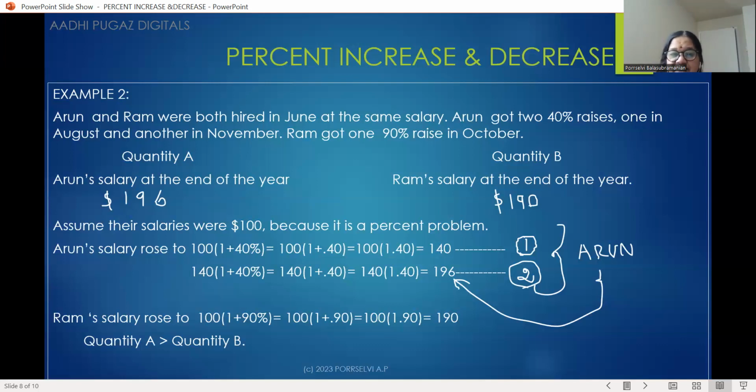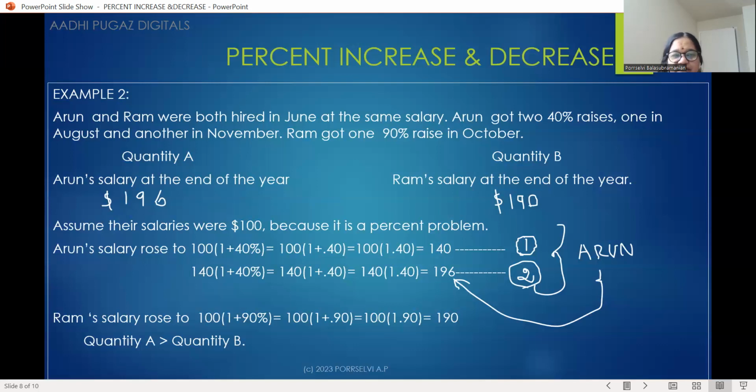In the previous slide, I told you for another case, a 40% discount and a 20% discount is not the same as a one-time 60%. Like that here, first time he is getting a 40% raise, second time again he is getting a 40% raise, but it's not equal to getting 80% in one time. This is totally different. He is getting 2 times 40. Ram got a 90% raise only one time in October.